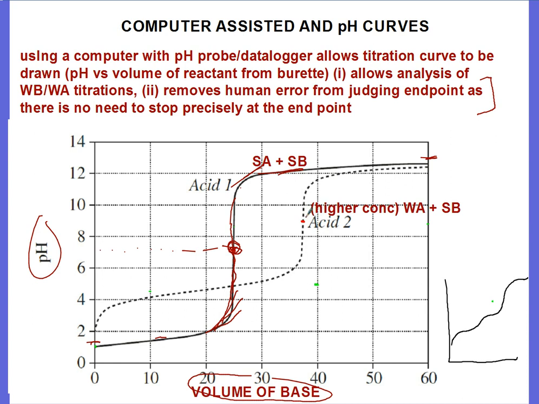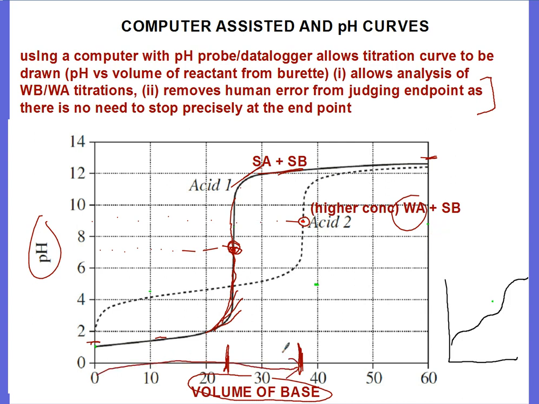This curve here, its equivalence point is up here at pH 9. It's got a basic end point, and therefore it must be a weak acid reacting with a strong base. Now, we note though that the volume of base required for both these titrations is different. This strong acid required, say, 25 mLs or 24 mLs of base to neutralise, whereas the weak acid required about 37 mLs to neutralise. And that suggests that even though this is a weaker acid, it was at higher concentration because it required more base to neutralise it.